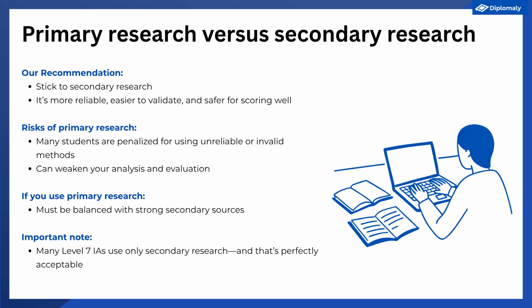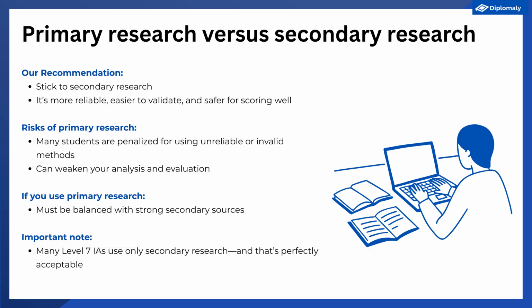A very common question we get is on whether you should use primary research or not. According to the IB, there are no restrictions on your use of primary research in the IA. However, our recommendation with examiner experience is that you stick to secondary research. The reason for this is many students get heavily penalized for doing primary research in a way that is either not reliable or not valid, impacting the quality of their analysis in the IA.